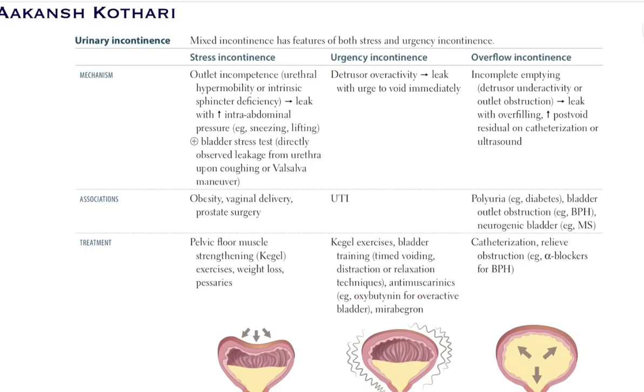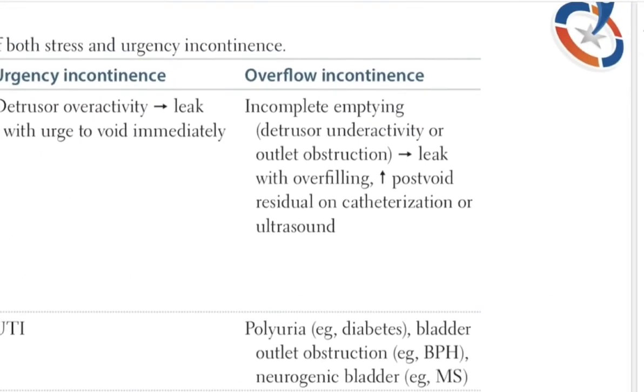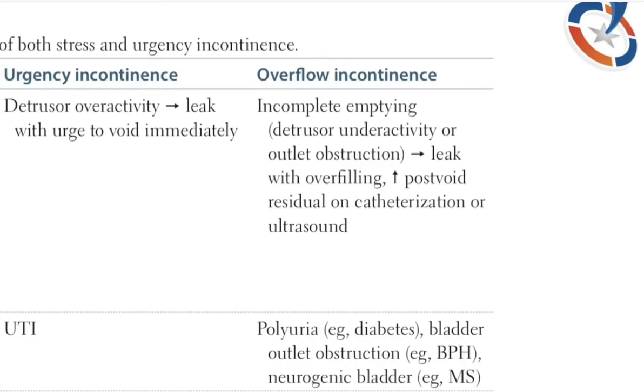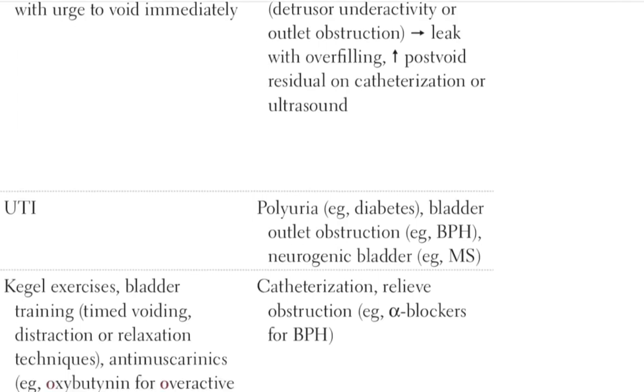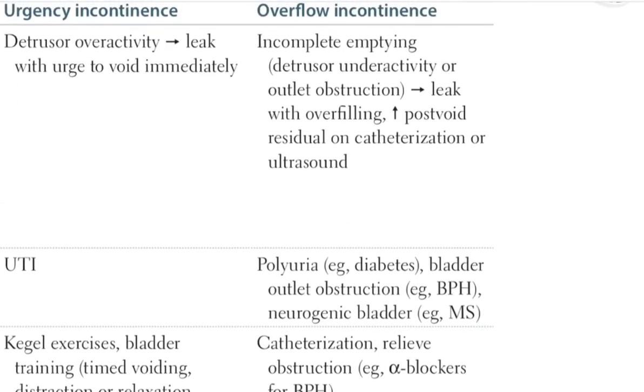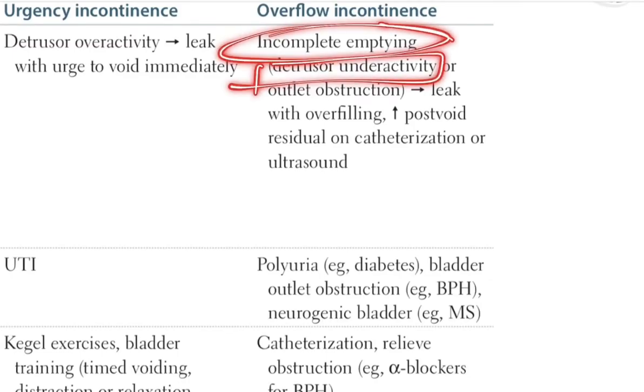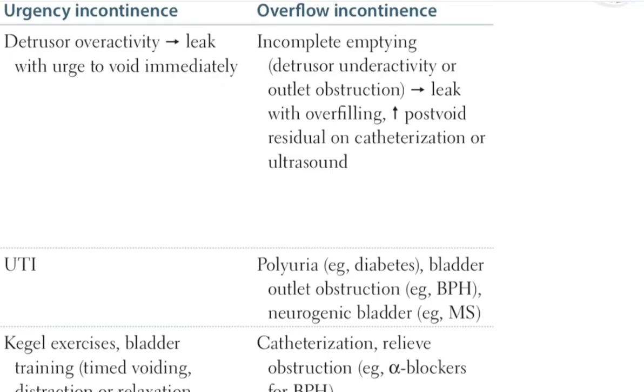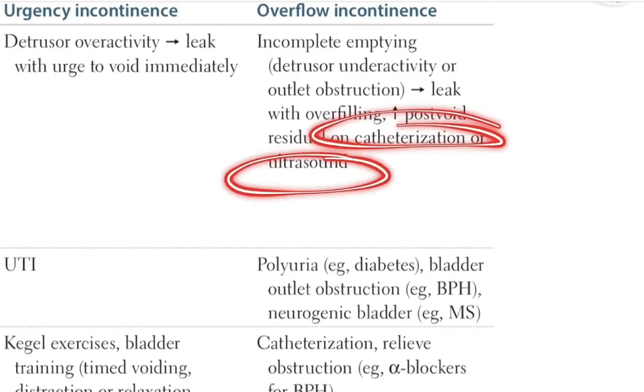Am I clear? Now let us talk about the last one, that is overflow incontinence. Overflow incontinence occurs because of incomplete emptying of the urinary bladder. Not excessive, rather it is incomplete emptying. Excessive activity of the detrusor muscle leads to urgency incontinence, whereas underactivity or low activity of the detrusor muscle can lead to overflow incontinence. Am I clear? Now, it can occur with an increase in the post-void residual on catheterization or ultrasound as well.